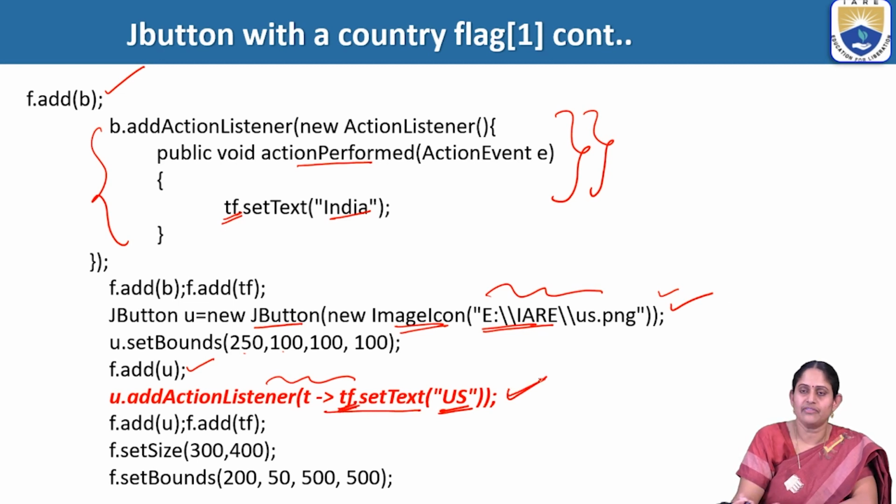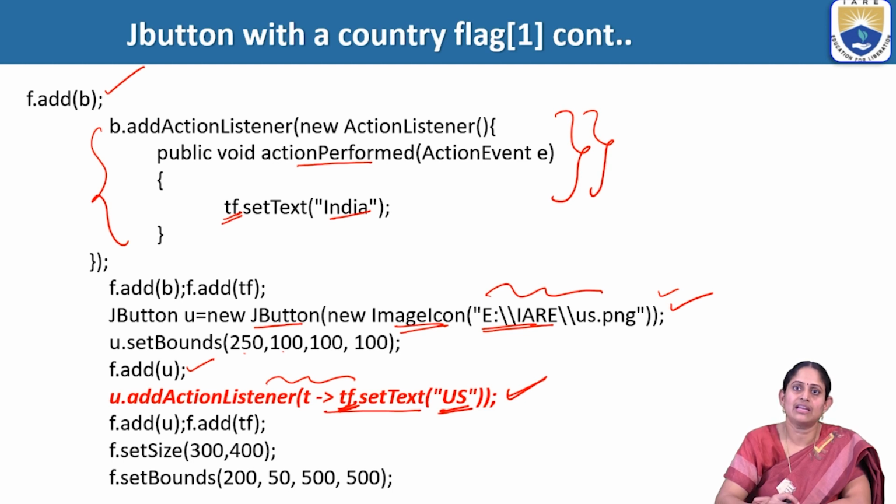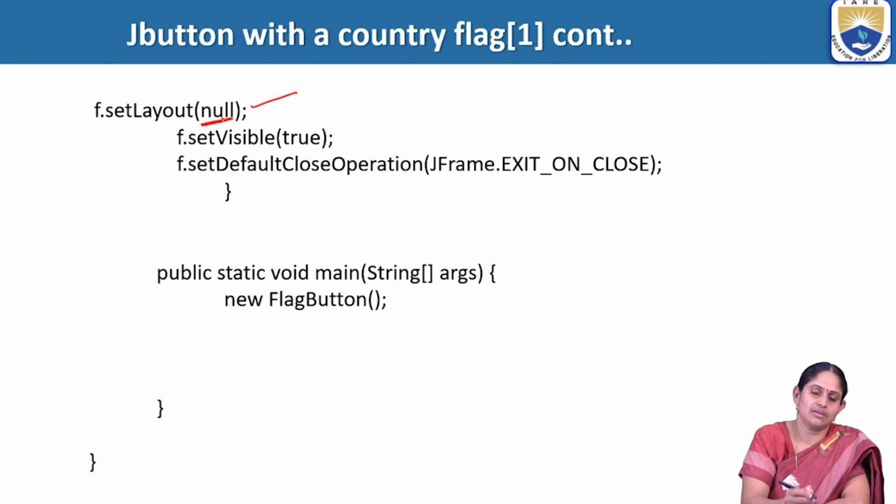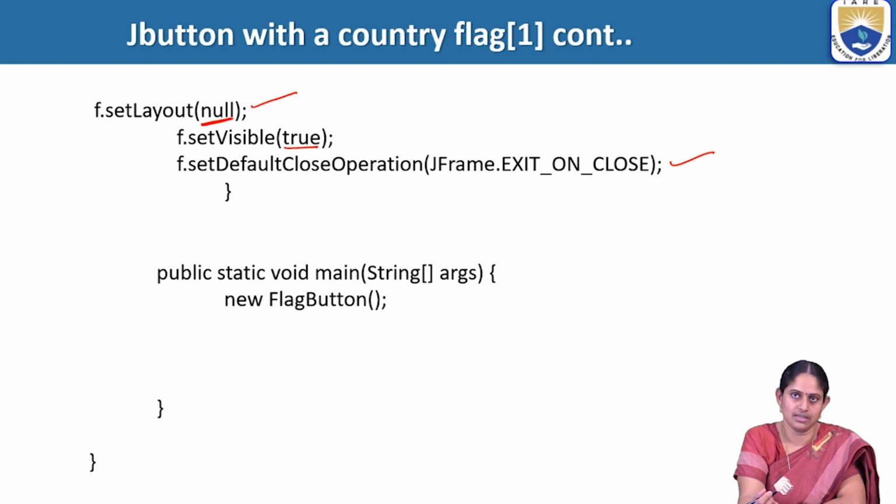So we are making use of the lambda function so that we can reduce the code. This is reducing the code and makes it more readable. And now we are adding those buttons and the text field onto the frame. And then the frame size is set to 300 by 400, and it is placed at location 200 by 50, and with its size 500 by 500. There is no particular layout used, so it is set to null, and its visibility is set to true, and the exit operation is to exit on closing the frame.